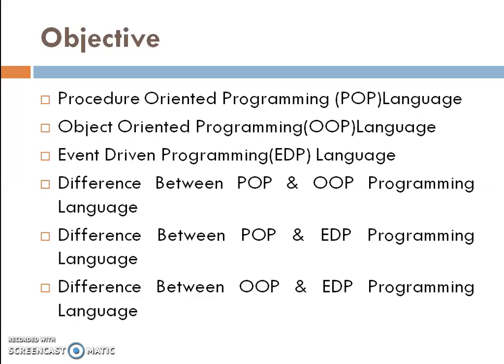First, we learn procedure-oriented programming language. Second, we learn object-oriented programming language. And then third, we learn event-driven programming language. And then we differentiate different type of programming language like POP and OOP, then POP and EDP, and POP and EDP. And last, we differentiate OOP and EDP programming language.